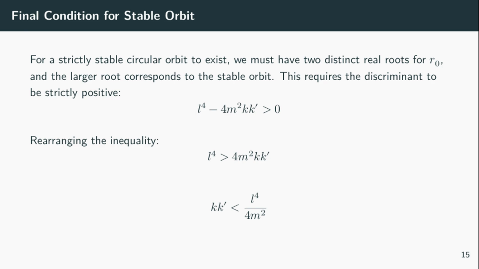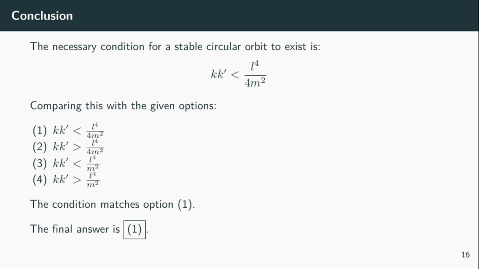This requires the discriminant to be strictly positive, not just non-negative. That means L to the power of 4 minus 4m squared kk prime must be strictly greater than 0. Rearranging this inequality, we get L to the power of 4 is strictly greater than 4m squared kk prime. Or expressed the other way, kk prime must be strictly less than L to the power of 4 over 4m squared. And that brings us to our conclusion. The necessary condition for a stable circular orbit to exist is that kk prime must be less than L to the power of 4 over 4m squared.